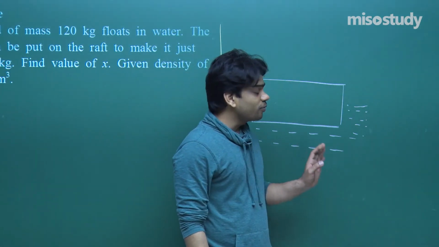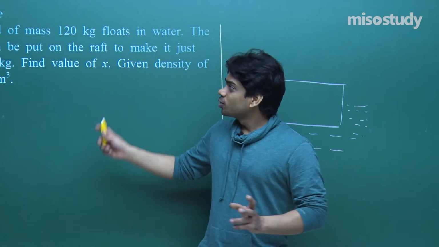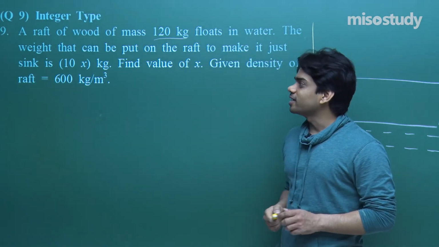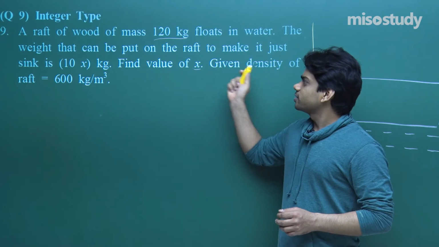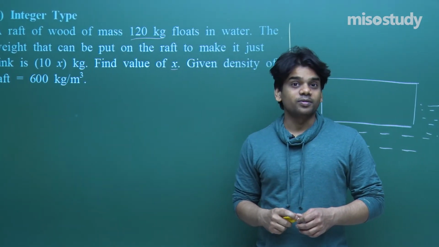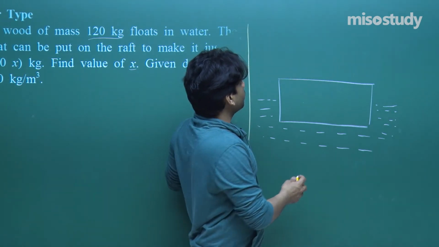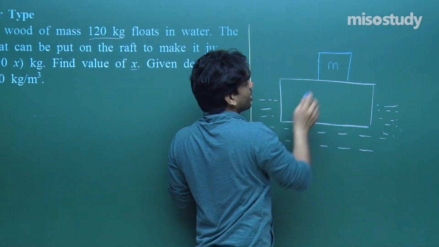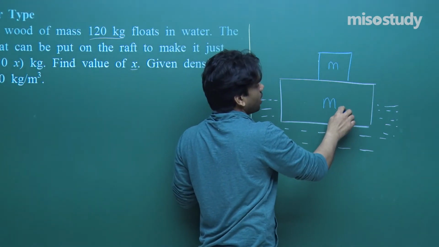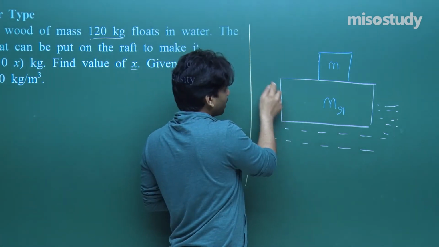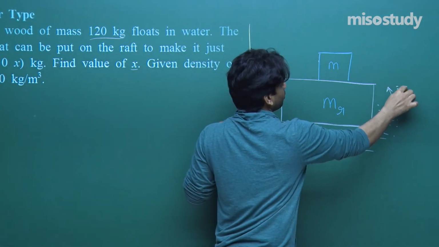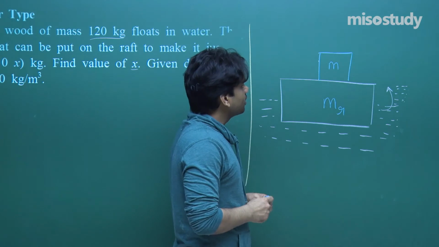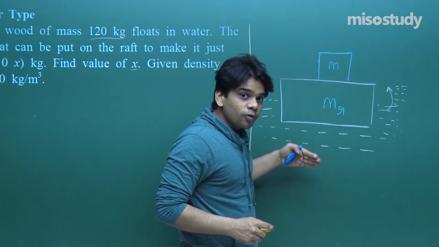Now it says what weight you should keep so that it completely sinks. Now if we place a block on it whose mass is m, and let's say the mass of the raft is mr, it completely sinks, so the water level will rise. The water level rises till here and it will be completely reached till here. I'm not showing the entire portion so I can differentiate the two situations. Now the net downward force will be equal to the buoyant force.